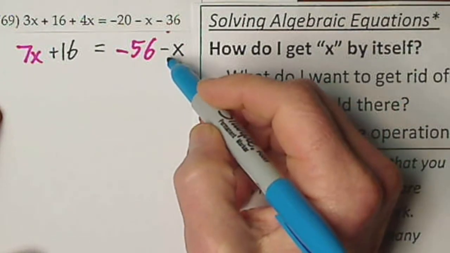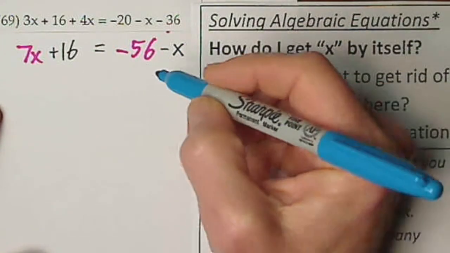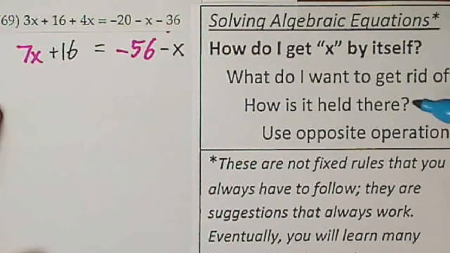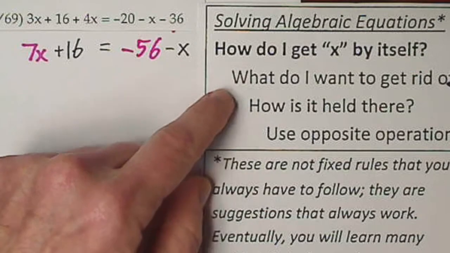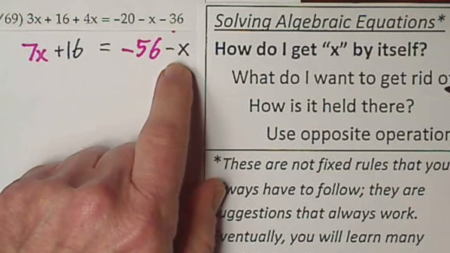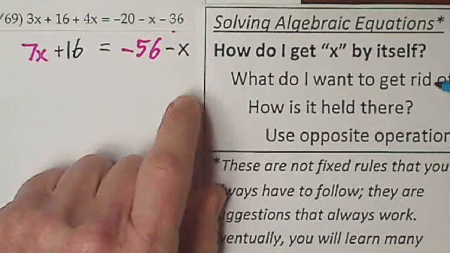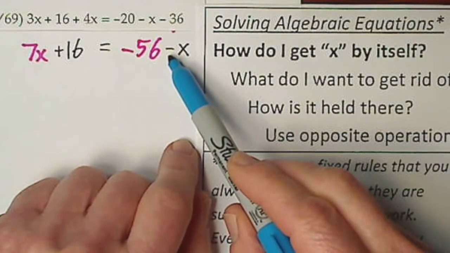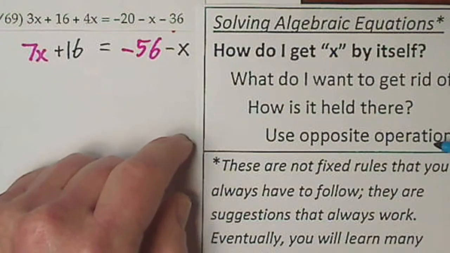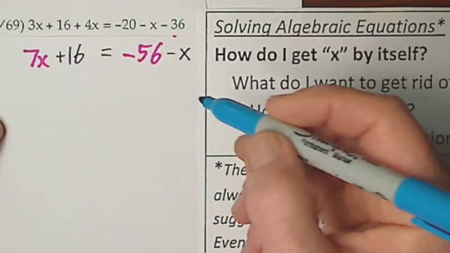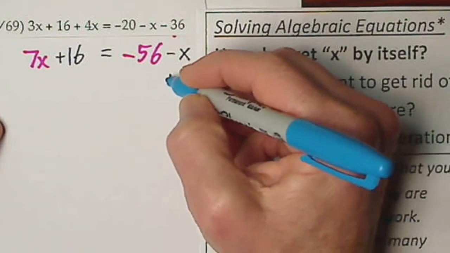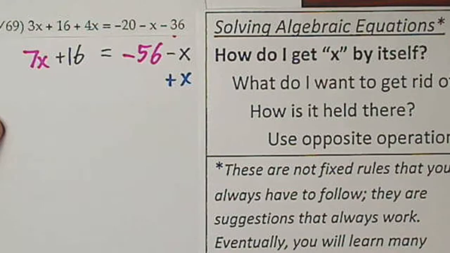I'm going to get rid of this negative x. Okay, so again, back to these. What do I want to get rid of? I want to get rid of that negative x. How is it held there? It's held there by addition or subtraction. So I'm going to use the opposite operation. Okay? If this is a negative x, I'll put a positive x underneath it.